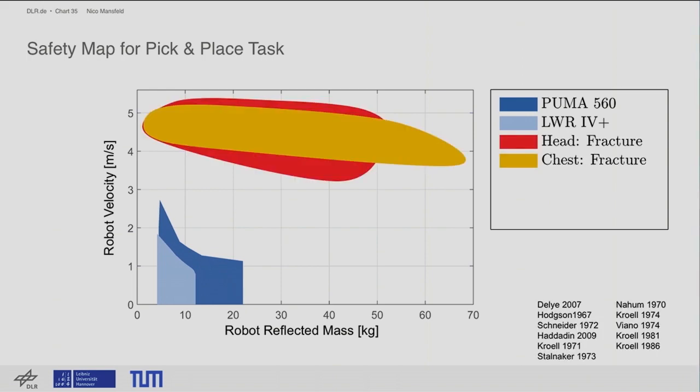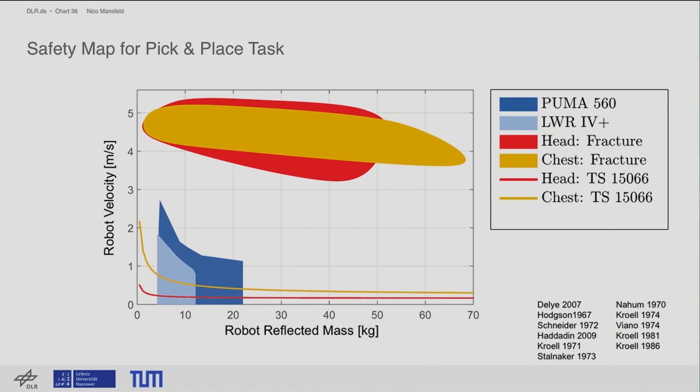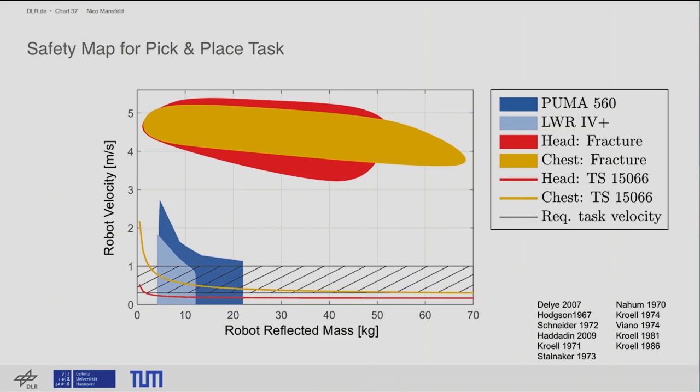This is real biomechanics data on head and chest injury. This is rather severe injury. And we also want everything to be compatible with the current norms. So these are the thresholds from the current standard ISO TS 15066. And in addition to the robot and injury data, we always have some performance requirements, right? And here we specify them in terms of a certain velocity band. So here the velocity shall be between 0.3 and 1.0 meter per second. So now we have all this information in one picture, in one map.